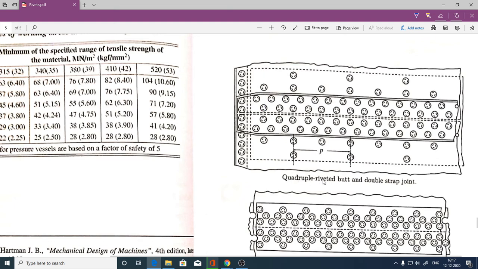Now this is about quadruple riveted butt joint and double strap joint here. Quadruple means you just look at one row, second row, third row and fourth row. Now exactly it is a mirror image on the other side. If you consider a line here, it's where edges have been joined. So now it is exactly a mirror image here.